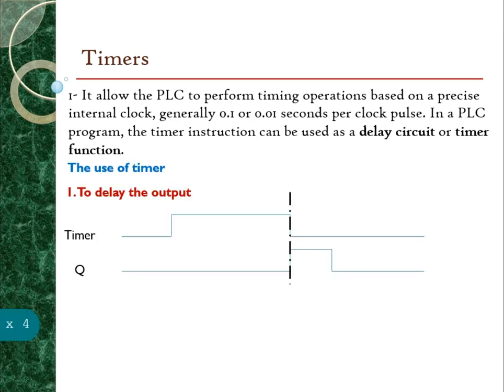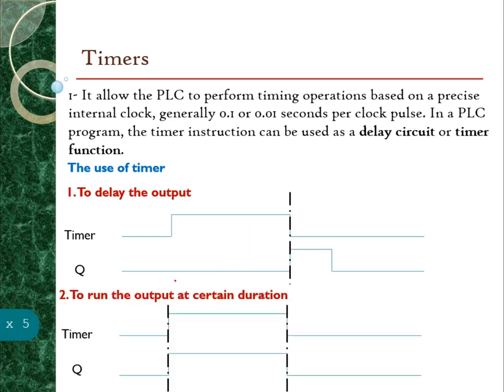So in the first function, the use of the timer is to delay the output. For example, in this timing diagram, when the timer has been switched on, it will start counting. Okay, and then after the elapsed time is complete, only then your output will be turned on. So this is the function of using timer as a delay in your operation to delay the output.